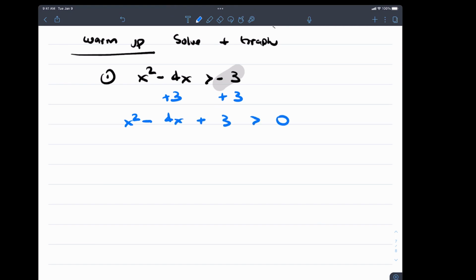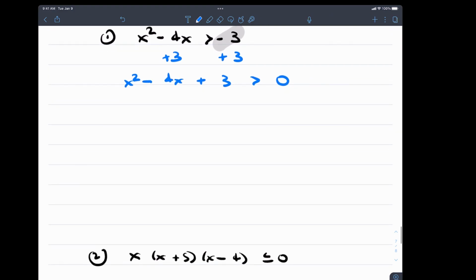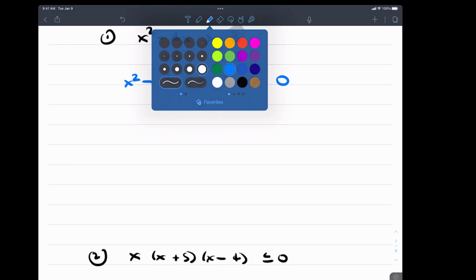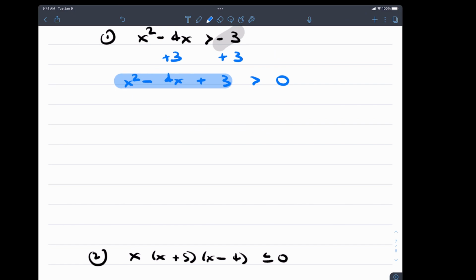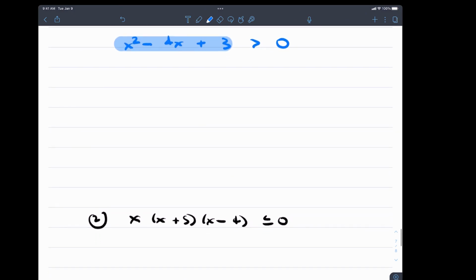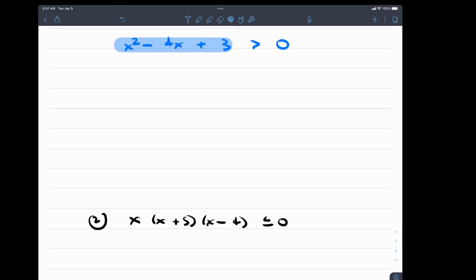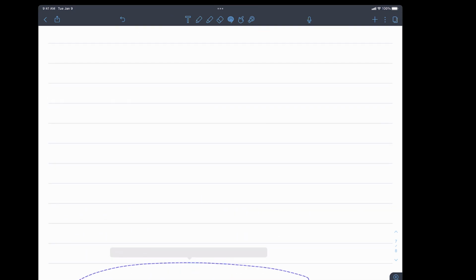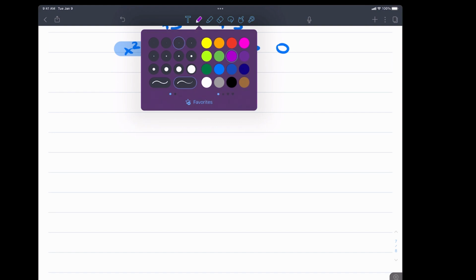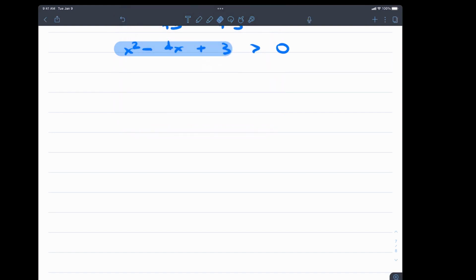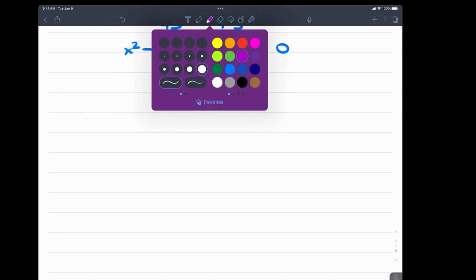Okay? So now you have a quadratic here. And they want to know where that quadratic is greater than 0. So does anybody remember, what does that mean to be greater than 0? That means to be what? Positive. Is that right? Okay. My recommendation here is to do what? I'm going to change the color. I'm going to make it purple.